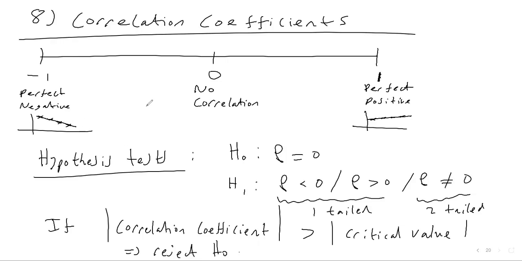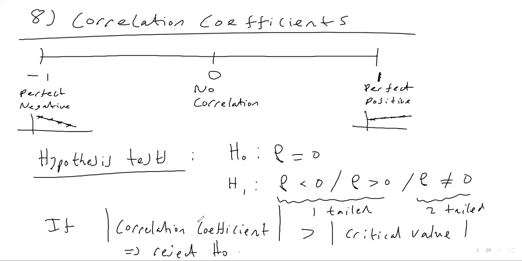But again, it doesn't tell you the gradient. So it doesn't tell you how big the gradient is. It just tells you whether it's a negative gradient or a positive gradient. And then the hypothesis test, so remember, H naught is always rho equals 0. And then your alternative hypothesis could be rho less than 0 or rho greater than 0. That's a one-tailed test. A two-tailed test would be when rho, the correlation coefficient, is not equal to 0. So again, the same thing when you've got a two-tailed test, make sure you split your significance level in half.